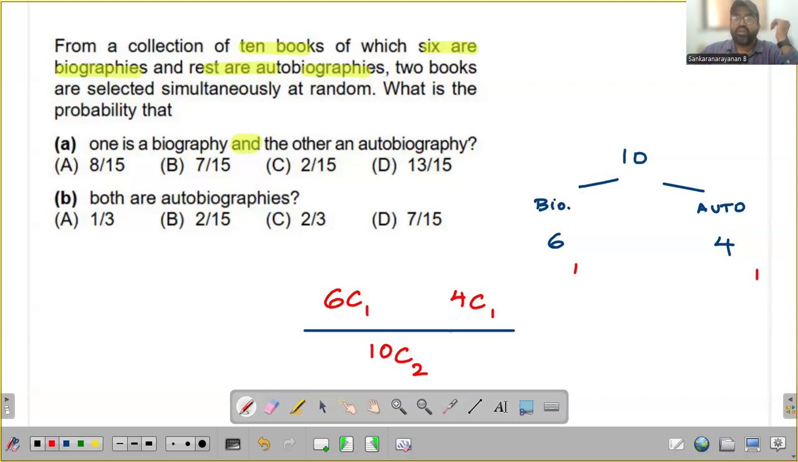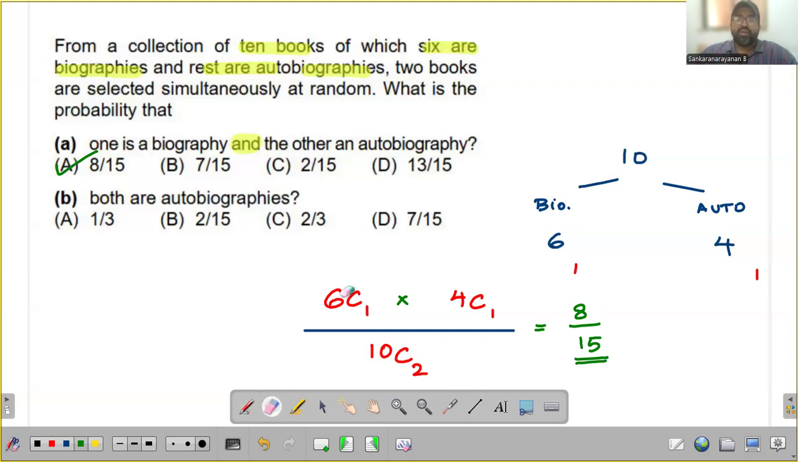So the total number of ways when you are considering 1 being a biography and 1 being an autobiography will be 6C1 into 4C1. So the total number of favorable outcomes will be 6C1 into 4C1. The total number of outcomes is 10C2. So the probability that one is a biography and the other is an autobiography will be 6C1 into 4C1 upon 10C2. Upon calculation, this will get you the answer 8 upon 15. Looking at the options, option A reads 8 by 50. So for the first question, this is our answer.